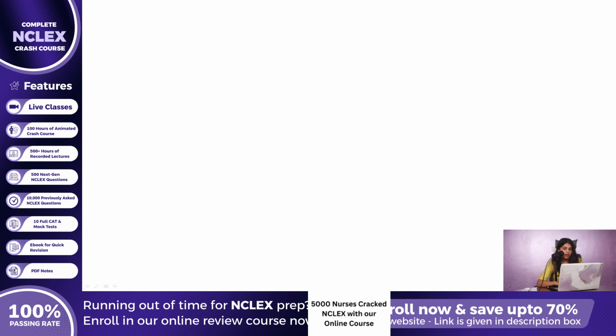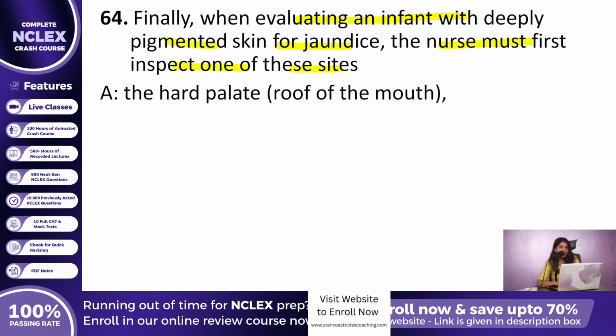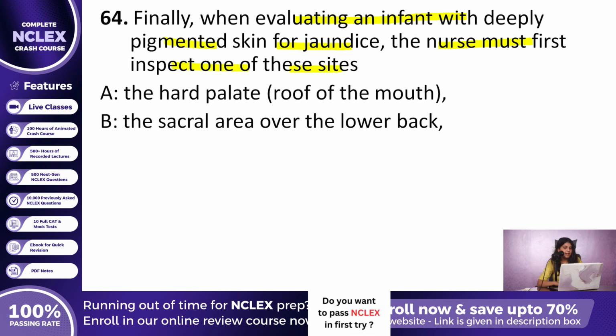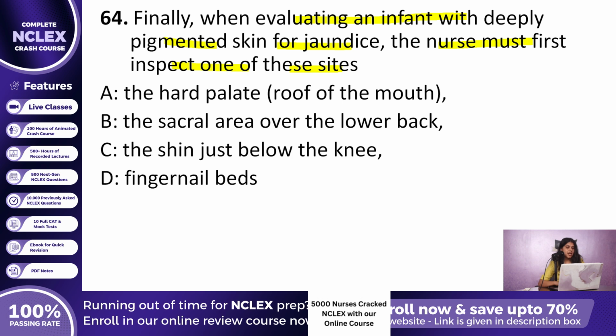Question 64. Finally, when evaluating an infant with deeply pigmented skin for jaundice, the nurse must first inspect one of these sites. Choices are A. The hard palate, roof of the mouth, B. The sacral area over the lower back, C. The shin just below the knee, or D. Fingernail beds, and should choose A.